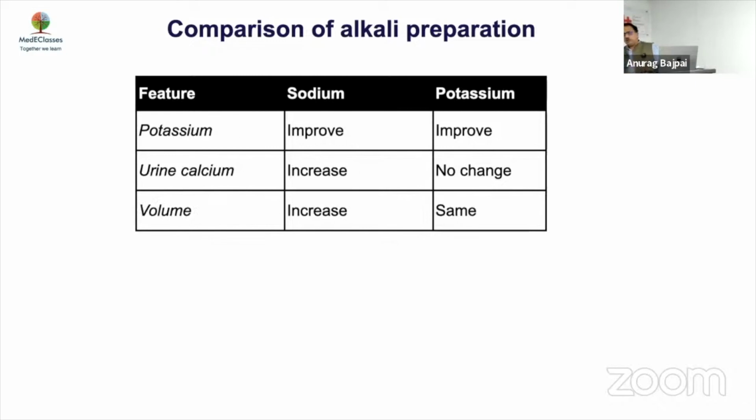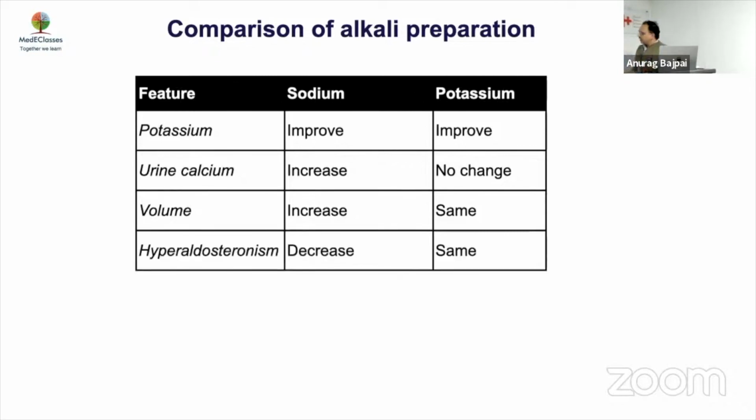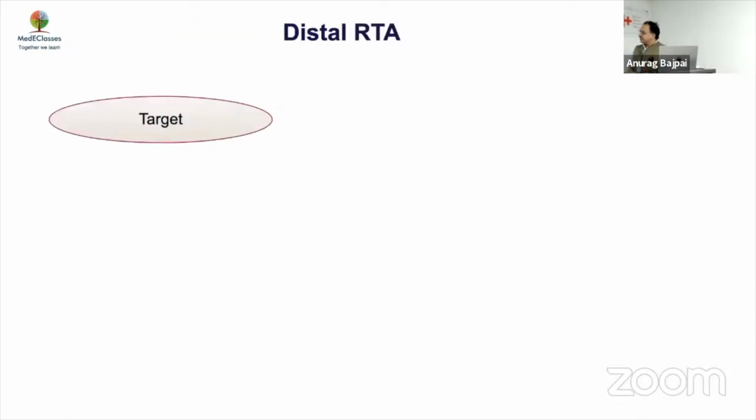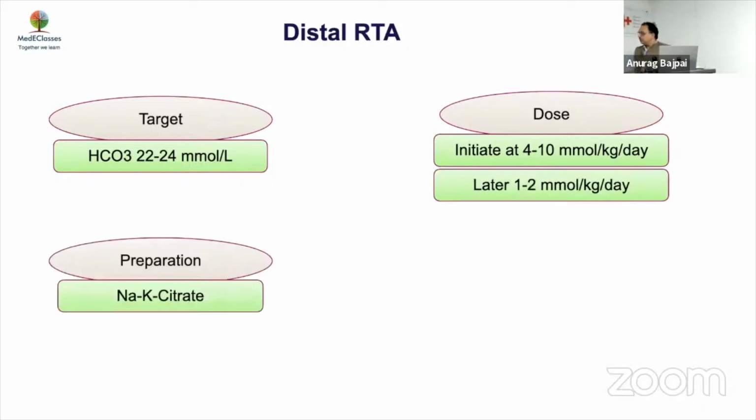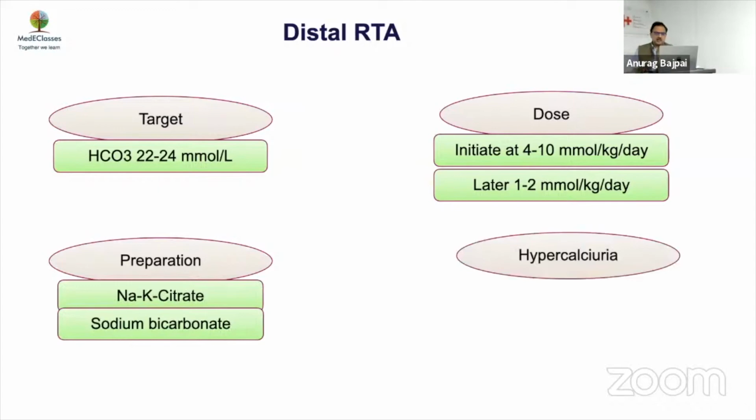So this is some point which is important. And of course, your volume will improve. So in that way, your RAS axis suppression will be better with the sodium. So both preparations have their advantages and disadvantages, which you look at, and hyperaldosteronism will decrease in that setting. So what should be your target? You want to maintain bicarbonate in the normal range, 22 to 24. The dose initially you will require, because there is already a deficit, you need to give for the first few days or couple of weeks a higher dose, and then you come down to 1 to 2 millimoles per kg per day. You can use sodium potassium citrate or bicarbonate as discussed.